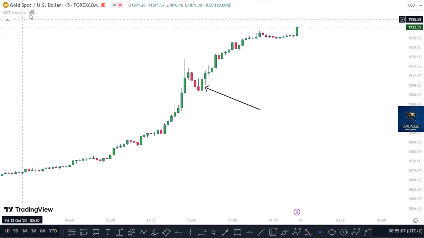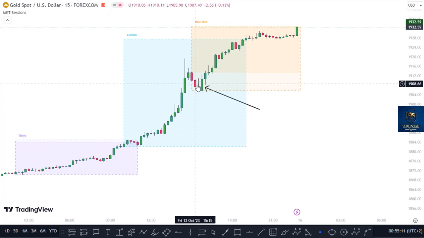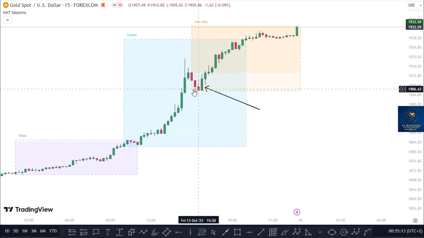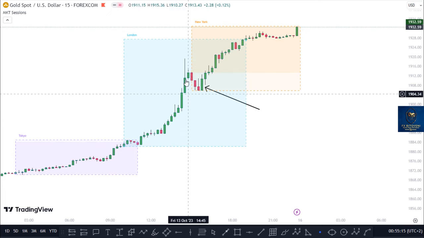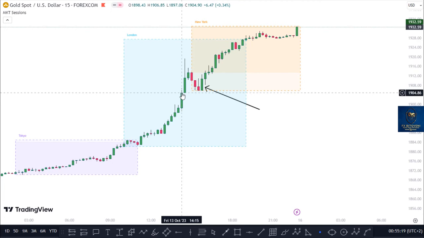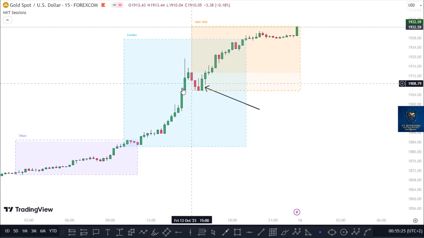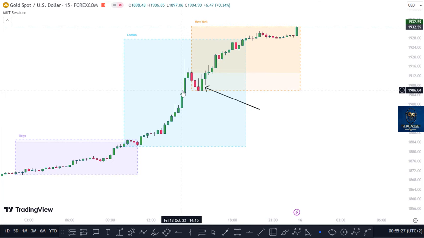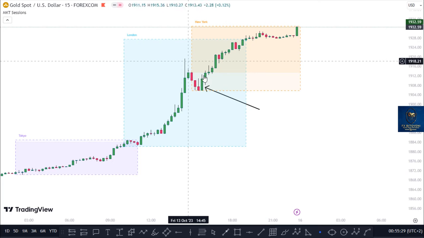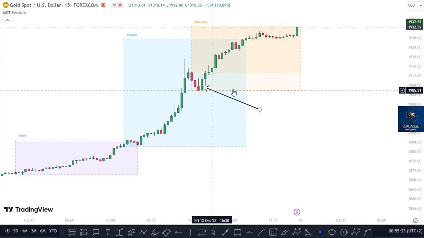So why does price have to do that? New York session. Why? Can you guess that? Of course, this is the POI. For those who attended our liquidity inducement bootcamp, they remember POI. But why do we have this type of move? Why do we have this drop going on?